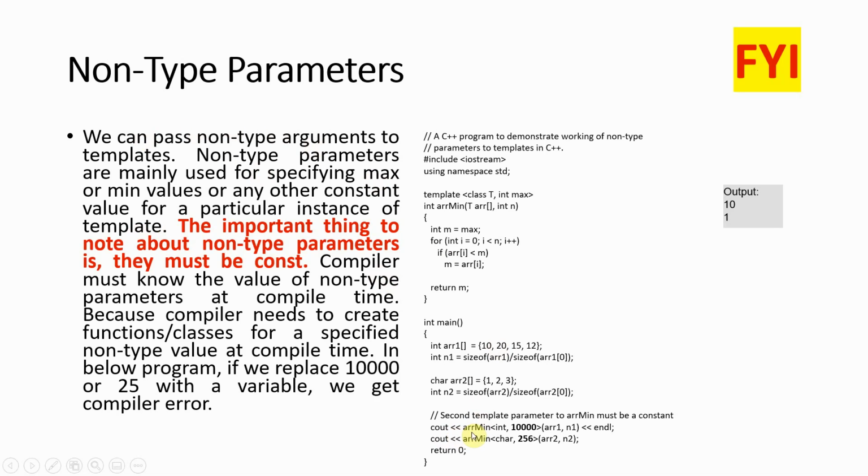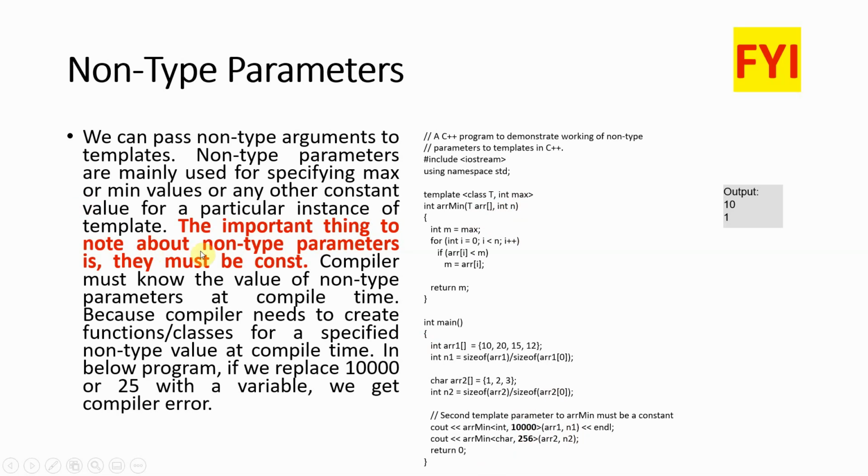Look at this one. I'm calling this template function, and look at it. It says class T, comma, integer max, right? So this is the non-type argument. And when we call this, we have to pass a constant number to max. So this is possible as well.